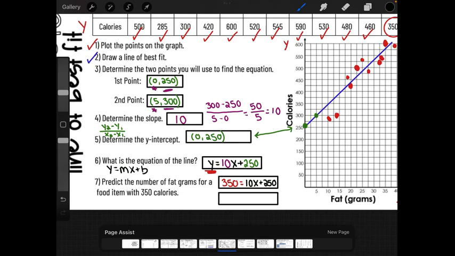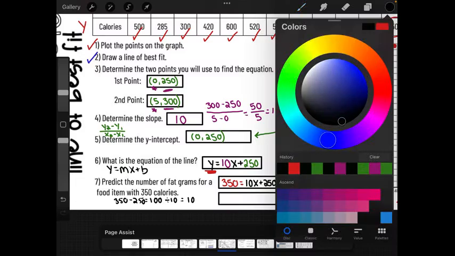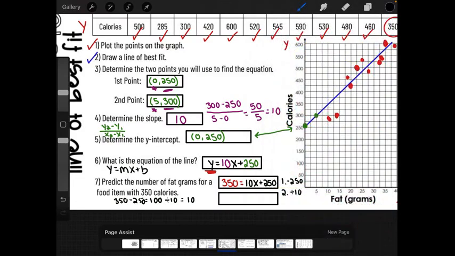So our first step, first we're going to subtract the 250 from both sides. 350 minus 250 is 100. Second thing we're going to do is divide everything by 10. So we're going to do 100 divided by 10, which is 10. So for a food item with 350 calories, there should be 10 grams of fat.